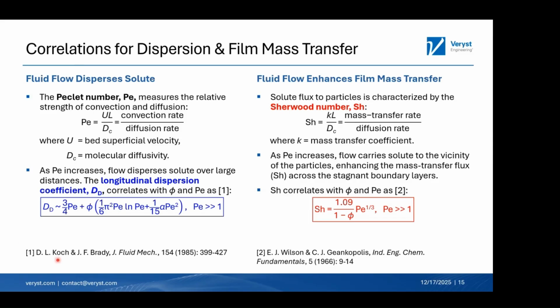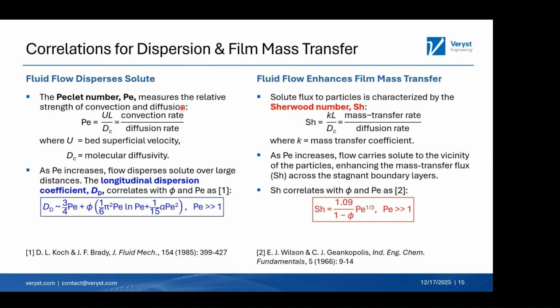On the left is a description of the seminal work describing dispersion in fixed beds. On the right, I'm describing the seminal work describing film mass transfer. I know these slides are dense, but stay with me. The relevant dimensionless group that characterizes the competition between convection and diffusion is called the Peclet number. Here it's defined with respect to the bed superficial velocity, which is just the flow rate divided by the cross-sectional area of the bed. The larger the Peclet number, the more the dispersion. As you increase flow strength, the degree of velocity heterogeneity increases, and you get more dispersion.